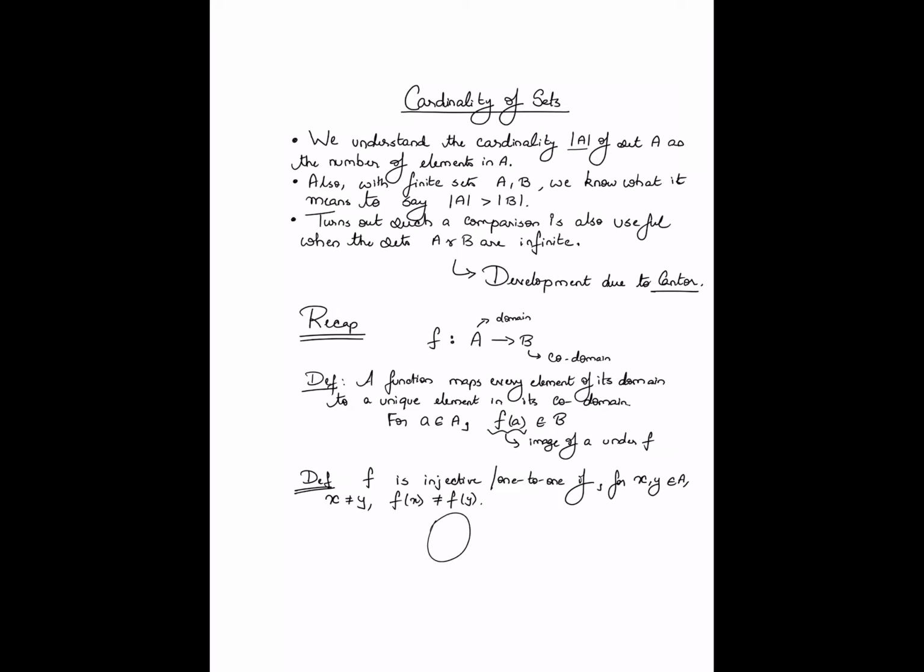Pictorially, you have a set A, and you have the codomain, let's say B. With an injective function, you can never have the scenario where the element x maps to an element in B, and the element y also maps to the same element of the codomain. So this picture basically illustrates what it means for a function to not be injective.